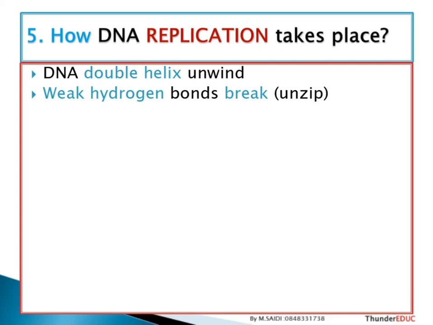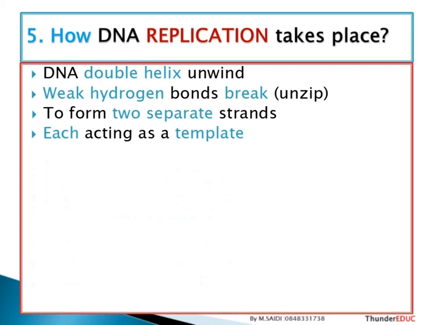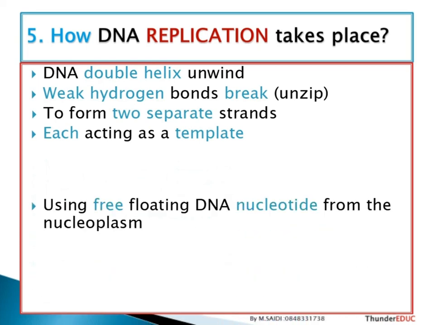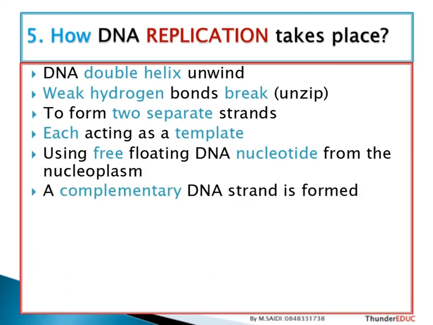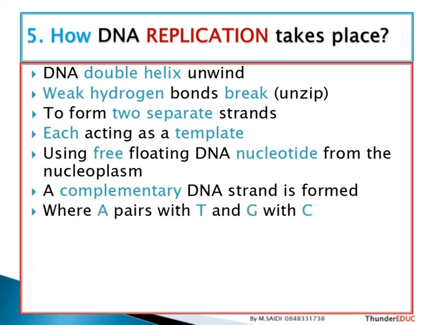they're similar to the zip of a jean. They unzip, they separate to form two separate strands, each acting as a template using free floating DNA nucleotides from the nucleoplasm. Now, these nucleotides will be coming with a base that is complementary to the one that is on this DNA template. A complementary DNA strand is formed where A pairs with T and G with C.